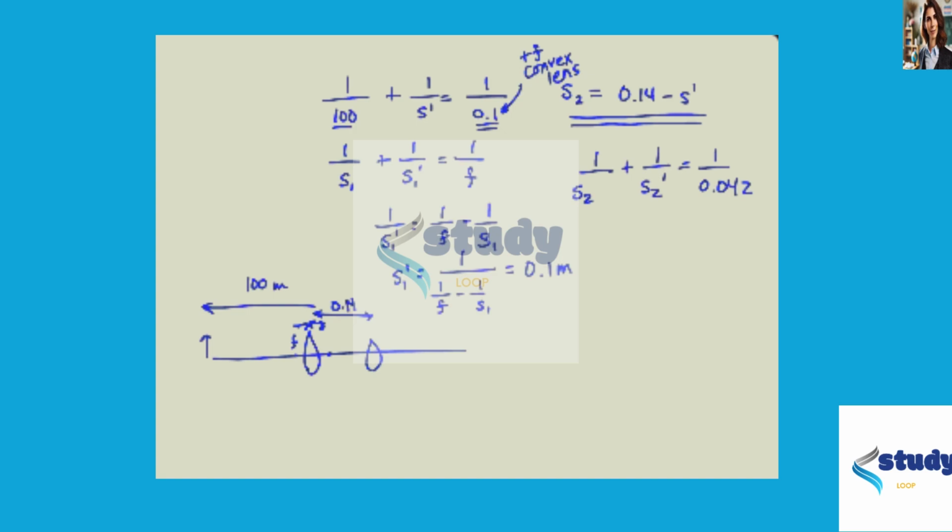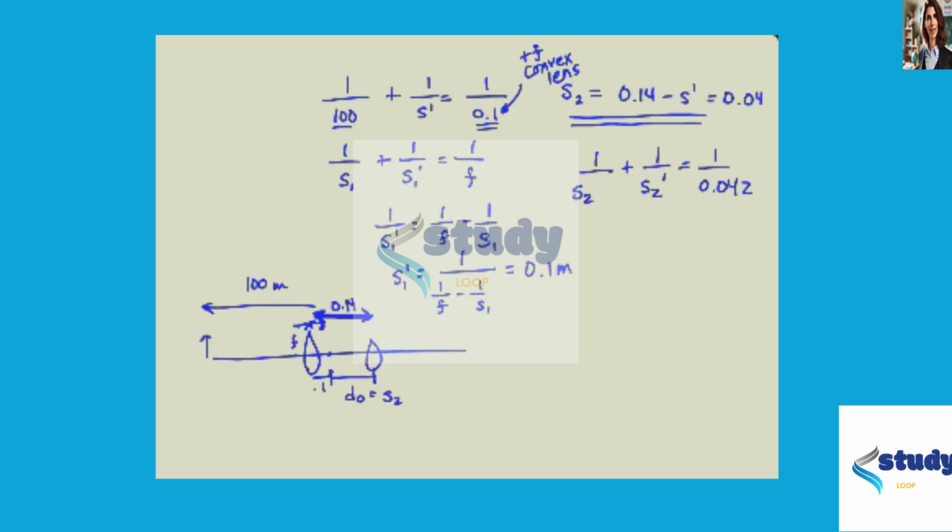So then we have a separation distance of 0.14 gets us a distance of 0.04. So that means if this is 0.1 and this is 0.14, then this distance right here would be the distance of my object. In this case, they're calling it S2.